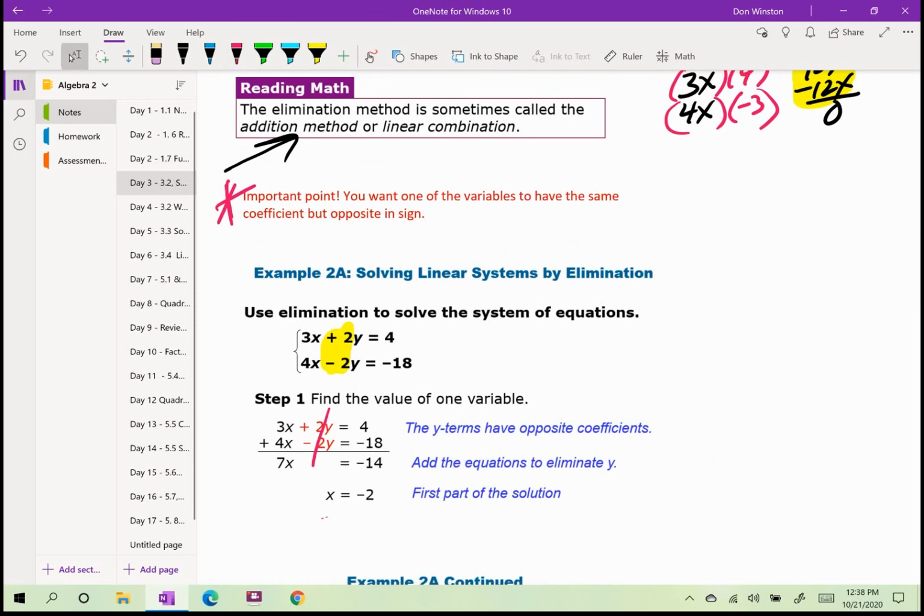Okay, so now this is like substitution. All we have to do is take x is equal to negative 2, and we can substitute it into either of those equations. It does not matter which one. Okay, I'll just choose the first one.